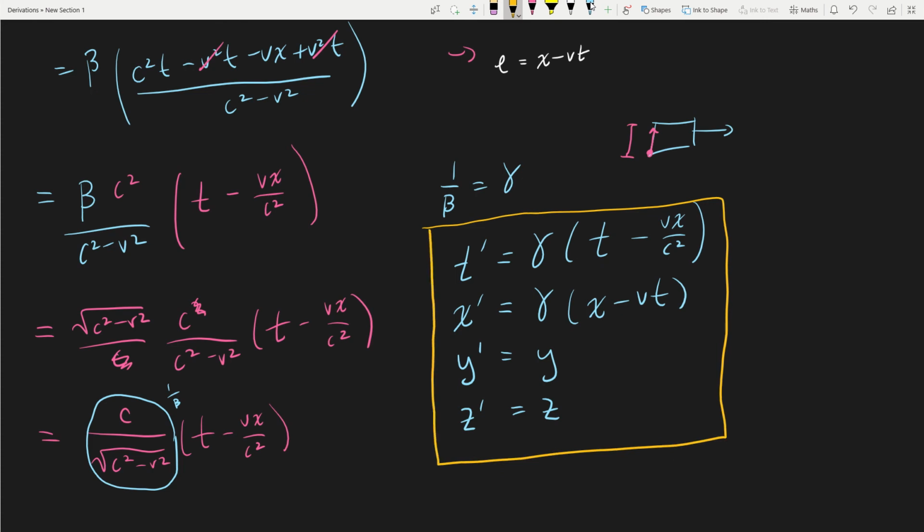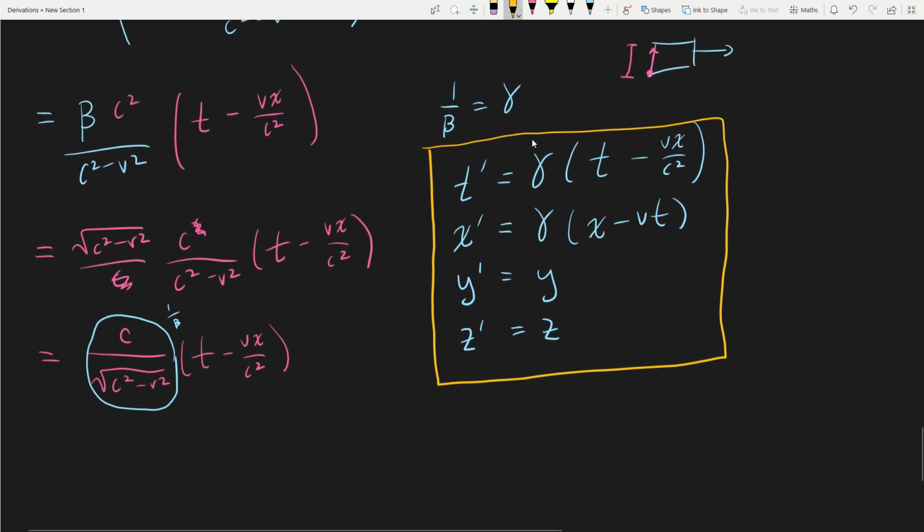This is a coordinate transformation. And I'm thinking about doing some more videos on showing some properties of this coordinate transformation. Obviously, we derived this whole thing assuming a constant speed of the object. This is special relativity, right? This is what Einstein called the special theory of relativity.